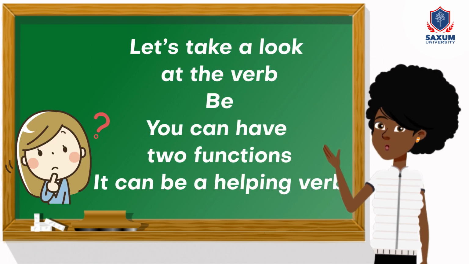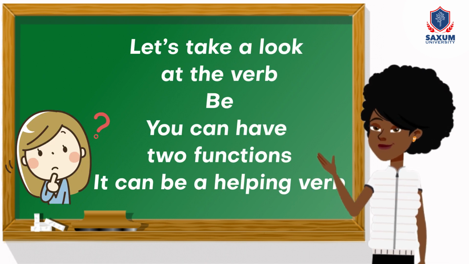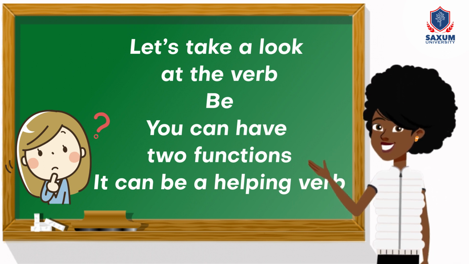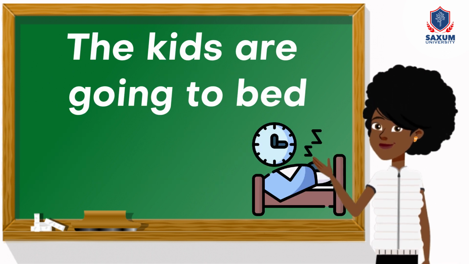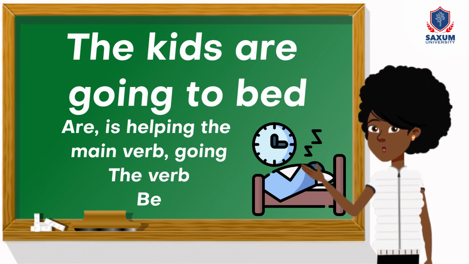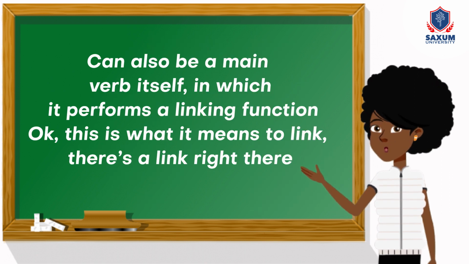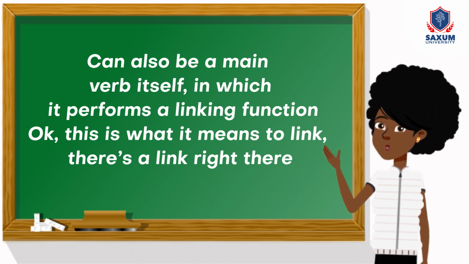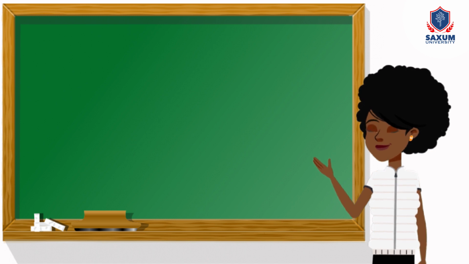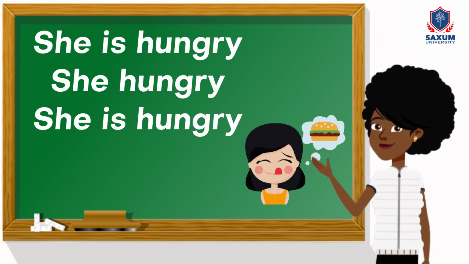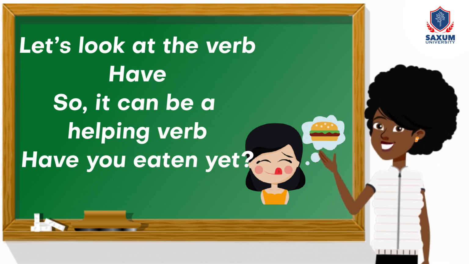Okay. Let's take a look at the verb be. You can have two functions. It can be a helping verb. The kids are going to bed. Are is helping the main verb, going. The verb be can also be a main verb itself, in which it performs a linking function. Okay, this is what it means to link. There's a link right there. So, she is hungry. Not, she hungry. She is hungry.